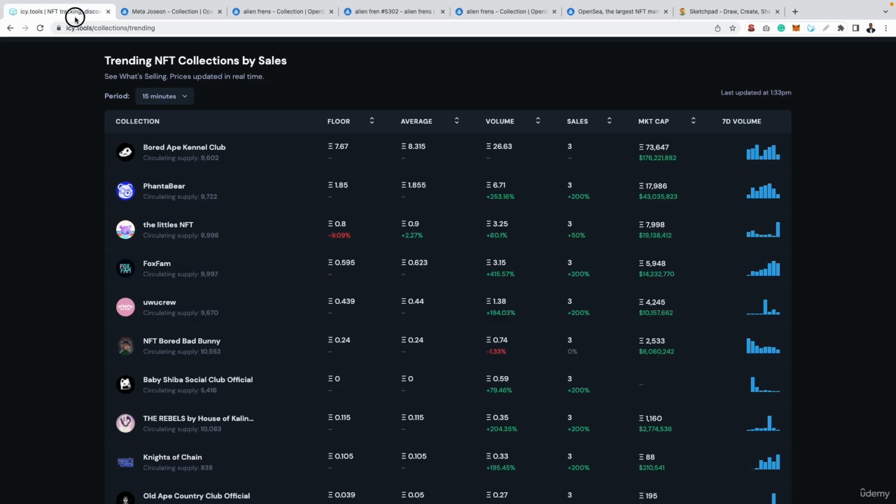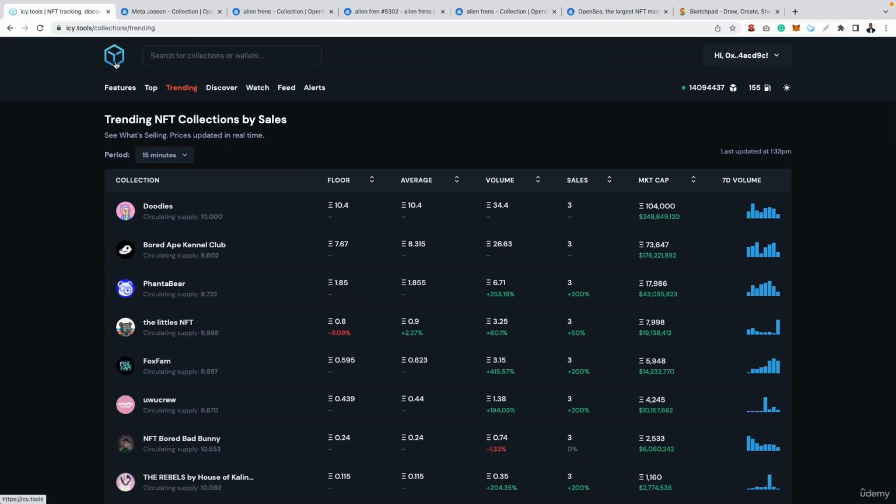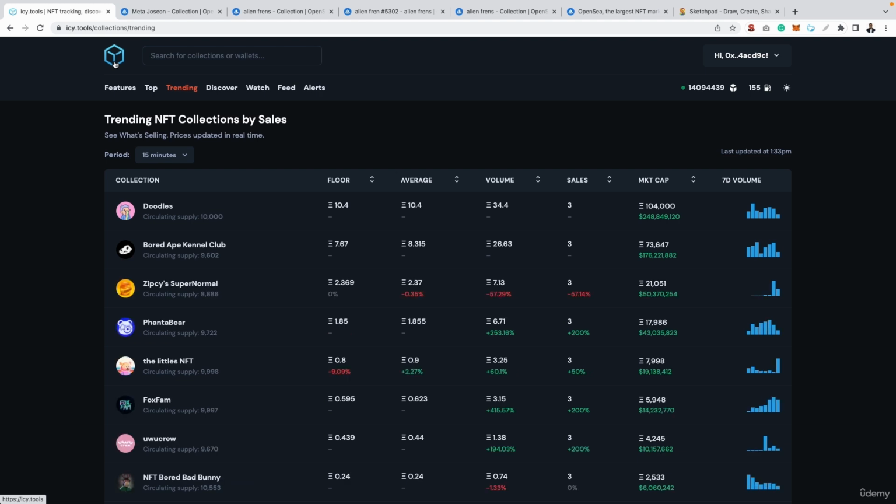And just to clarify, no, I have no association whatsoever with IC Tools. I do not get any money if you sign up or if you don't sign up. I'm literally just sharing the tools that I use, which have helped me make successful trades over and over again.